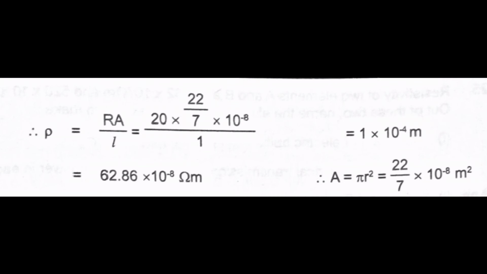Okay, and rho is RA by L. So we can substitute the values of R, A and L. So what we will get? That will be equal to 20 into area, 22 by 7 into 10 raised to minus 8, divided by 1. So that will be equal to 62.86 into 10 raised to minus 8 ohm meter. So that is the resistivity of the material.